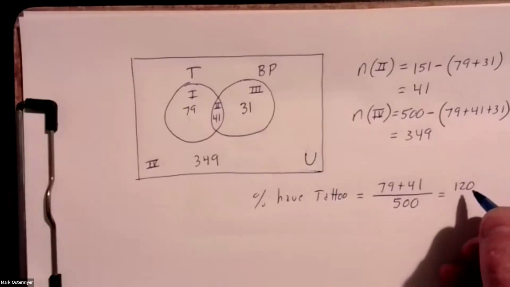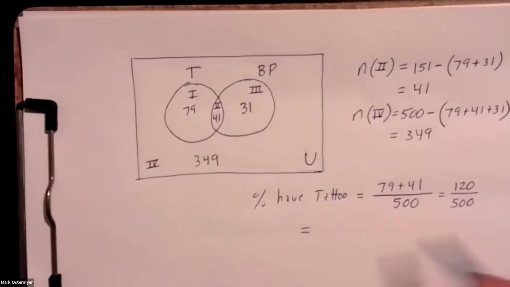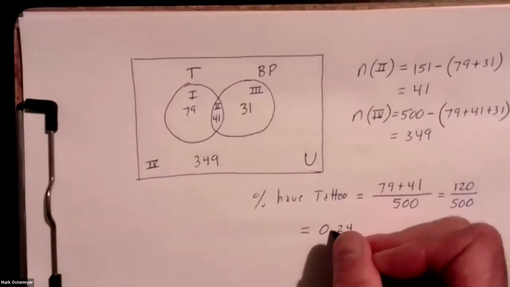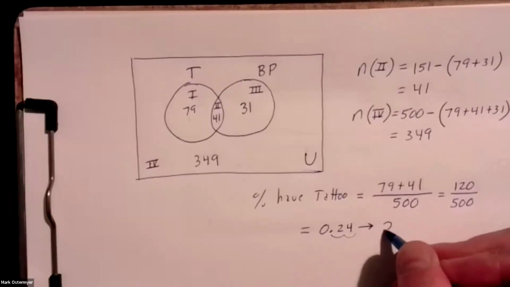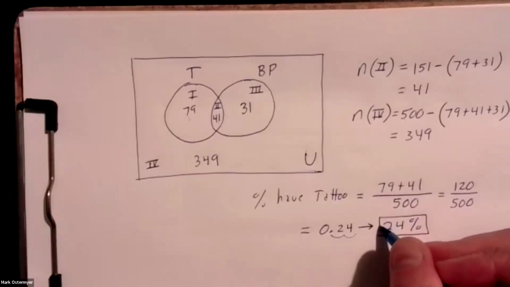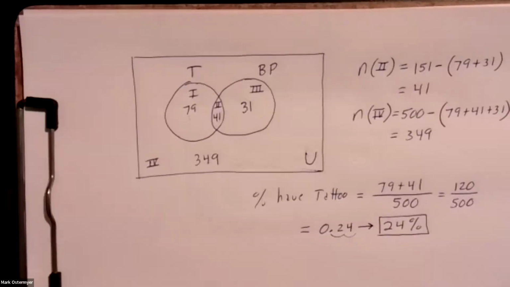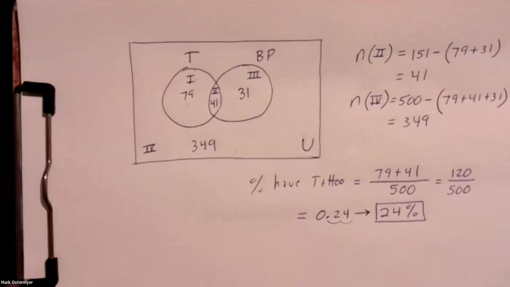So this will be 120 divided by 500. Get on your calculator and dial it up. That'll be a decimal. Tell me what decimal that's going to be. 0.24. And then how do you convert a decimal to a percentage? You multiply it by 100%, or you shift the decimal point two places to the right, and it's 24%. So 24% of the respondents have a tattoo. I only answered that question. 24% of the 500 people who responded to the survey have a tattoo.